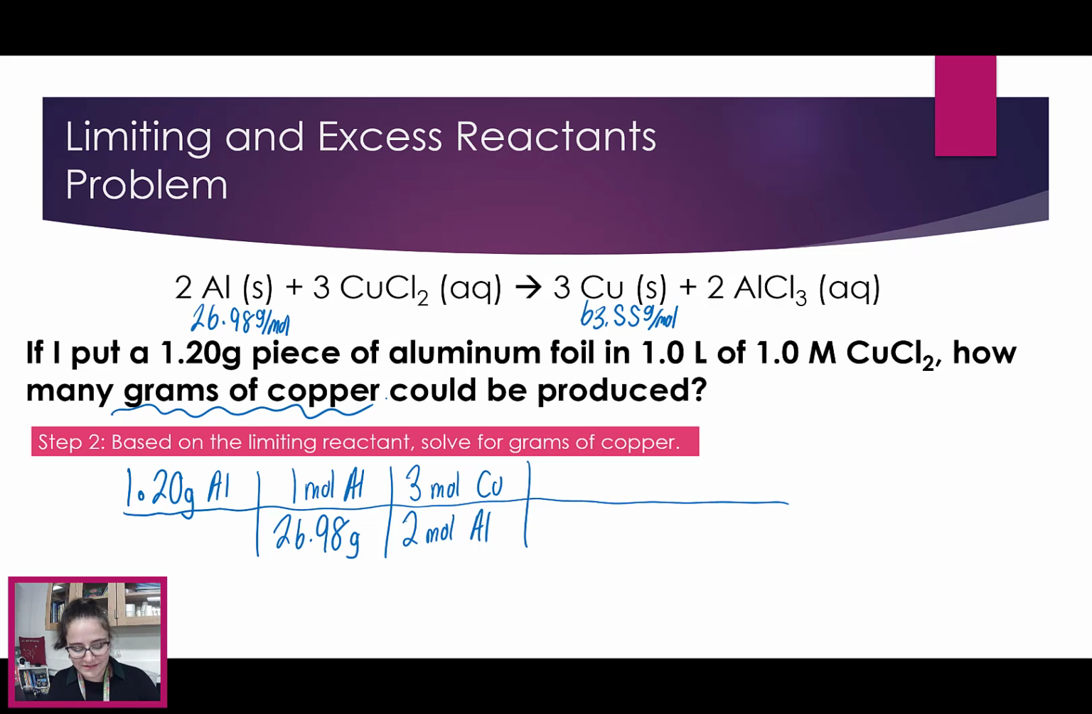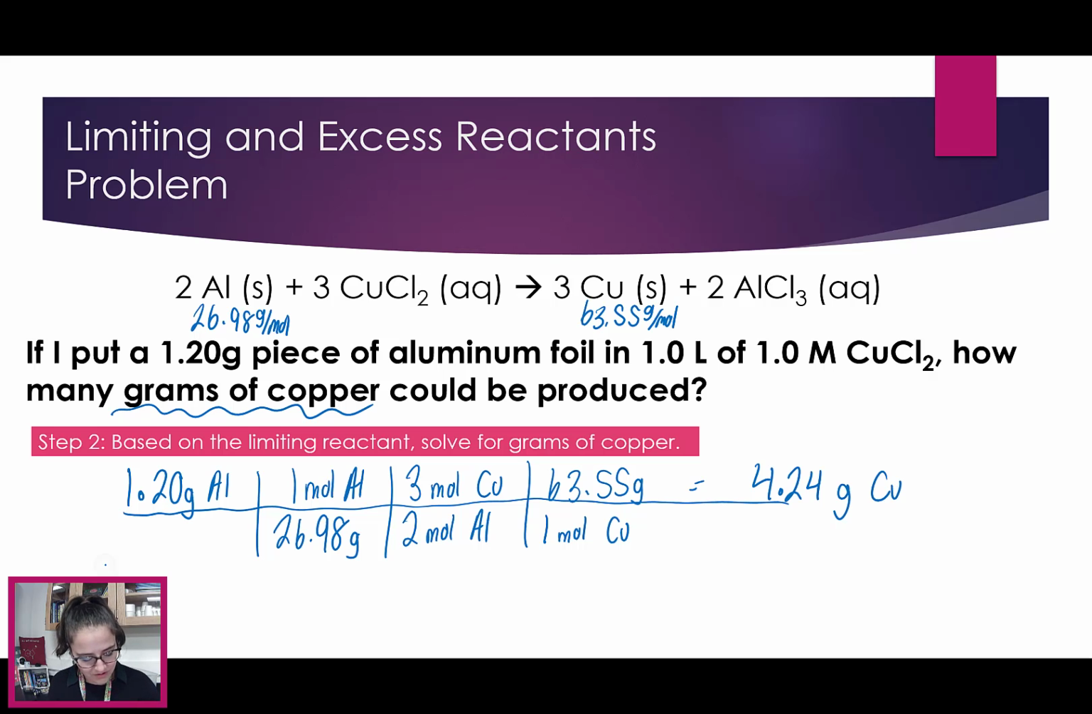But we're looking for grams. So I know that 1 mole of copper has a mass of 63.55 grams. So I have 1.2 times 3 times 63.55 divided by, and I'm putting it in parentheses, 26.98 times 2, close the parentheses, and we get 4.24 grams of copper.